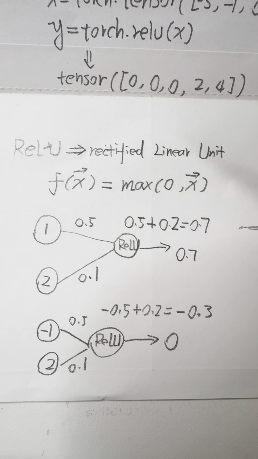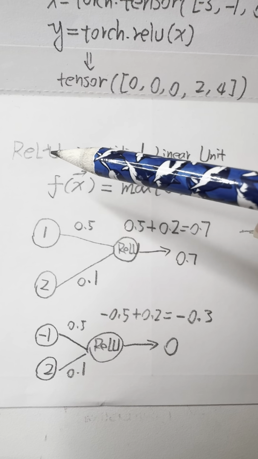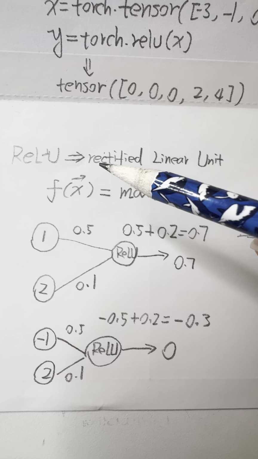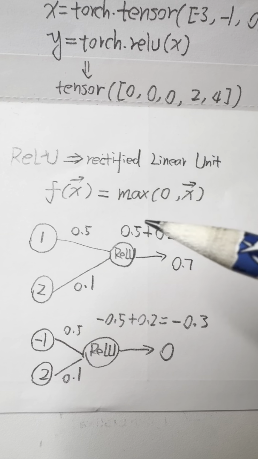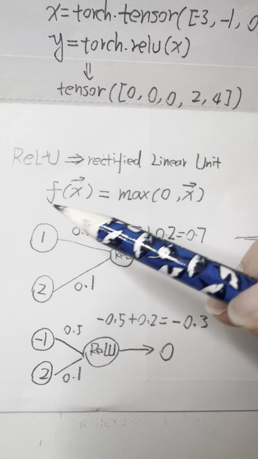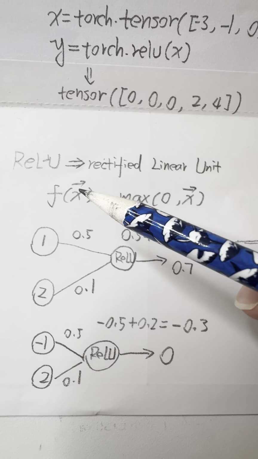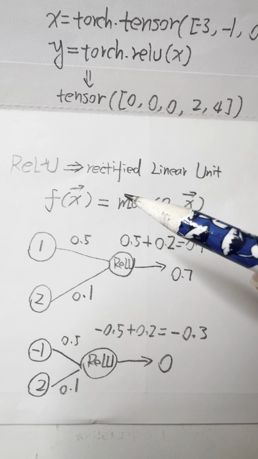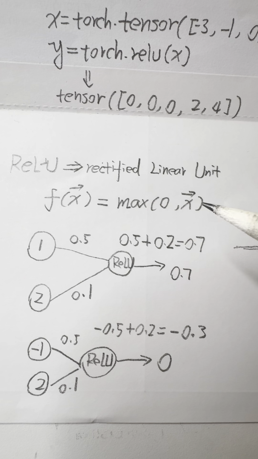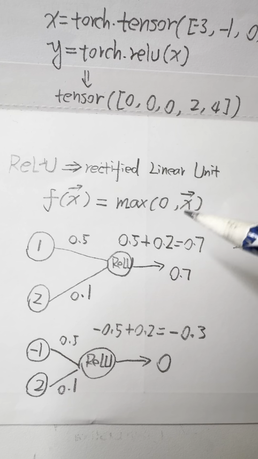In deep learning, we always see this term ReLU. It stands for Rectified Linear Unit. I'll try to explain what this thing is. Basically, it's a function that, if you pass a vector to it, for each element of the vector, is going to compute the max of 0 or x itself.